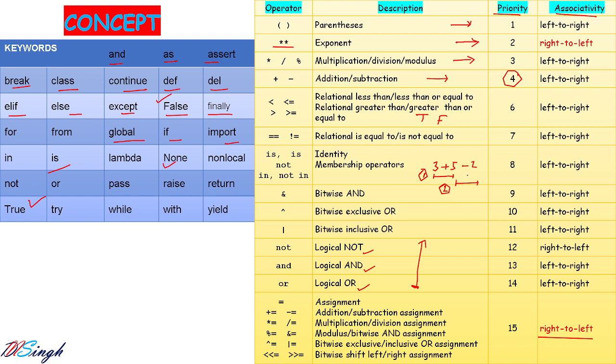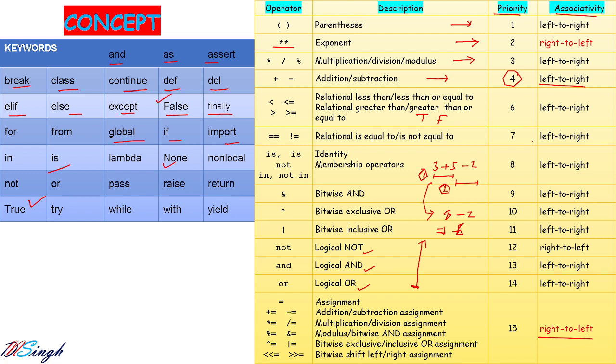To avoid such conditions, we have the concept of associativity, which tells you to go from left to right. So first we will solve 3 plus 5, that is 8, minus 2. Then 8 minus 2 is 6. So now this problem is resolved, and associativity helps in that particular way.